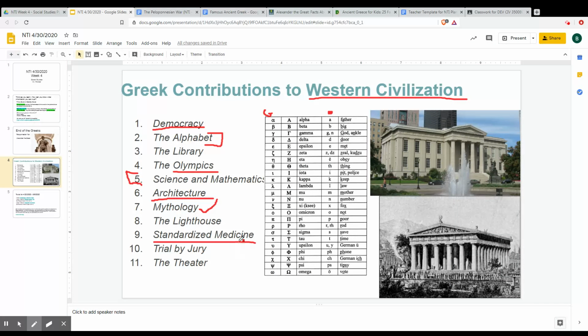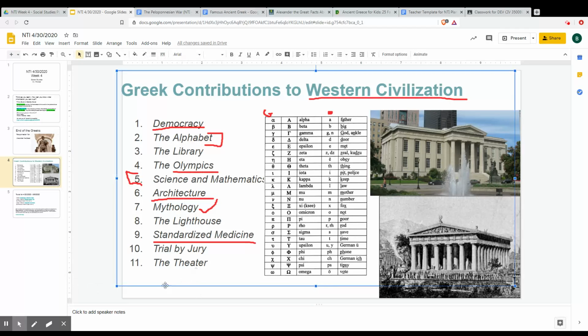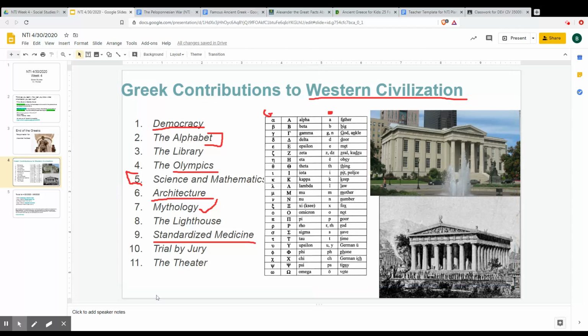So modern medicine comes from the Greeks, trial by jury comes from the Greeks, and even the theater, so acting theater comes from the Greeks. Not necessarily movie theaters, but the precursor to the modern day movie theater, of going to see a show, comes from the Greeks.